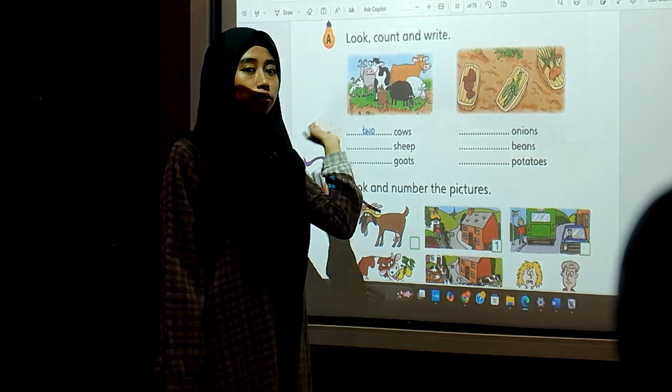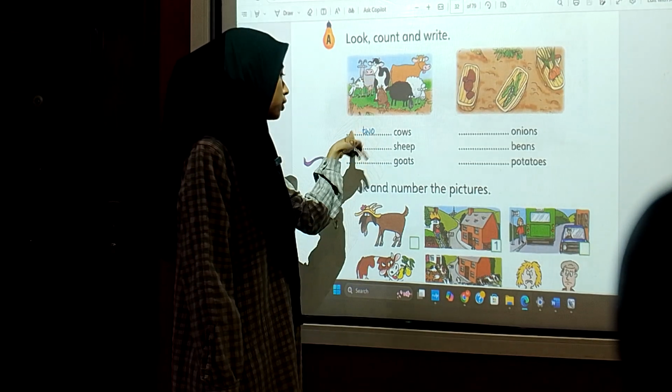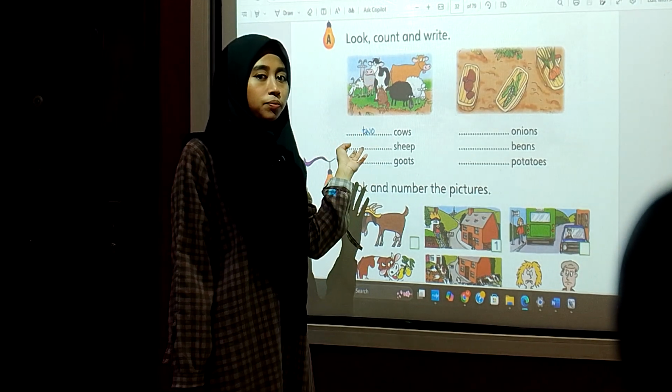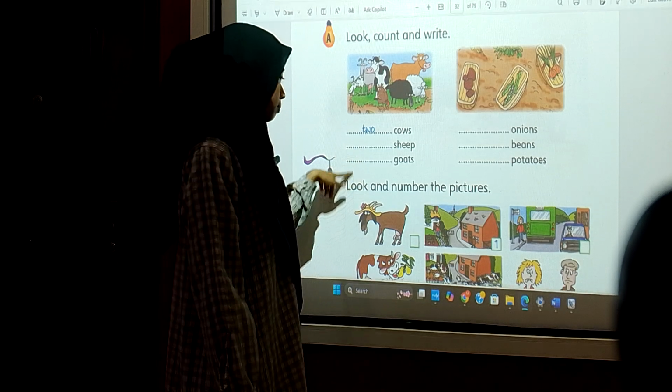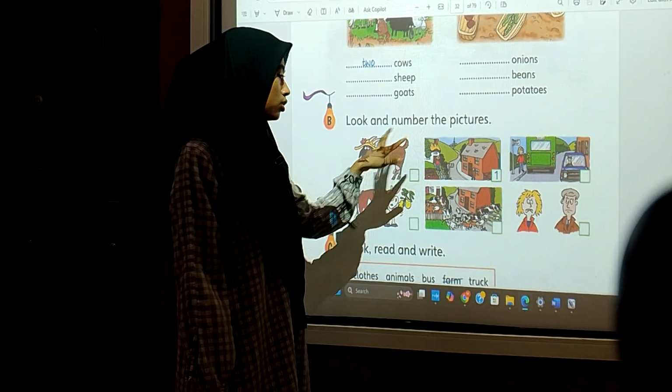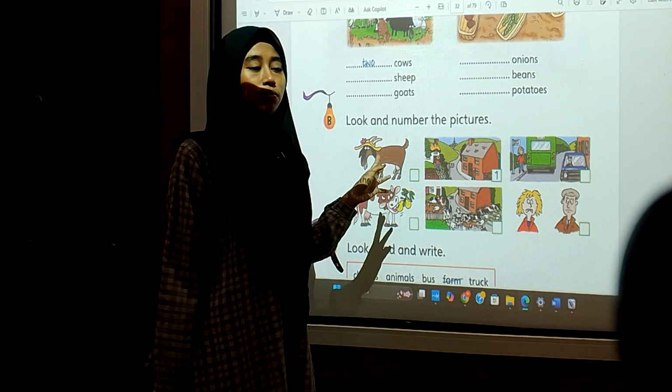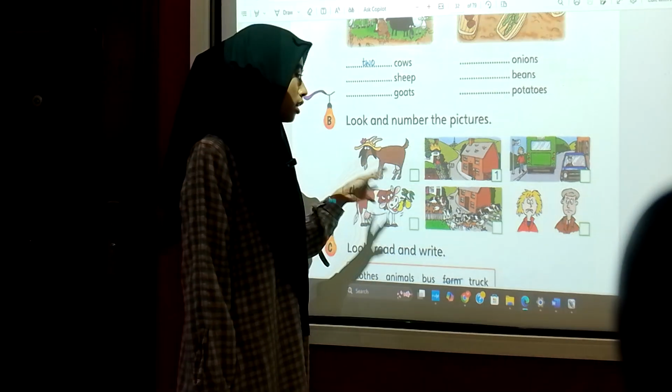Look, how many cows can you see? Then they have to count and put the number here by writing the number. And then also part B, look and number the picture. This one you have to arrange what comes first, or what happened first, and then to the end.